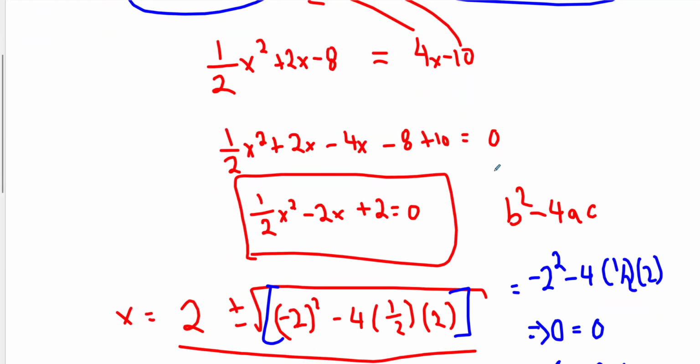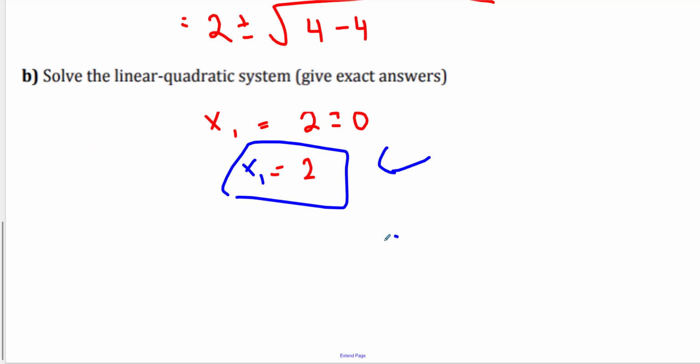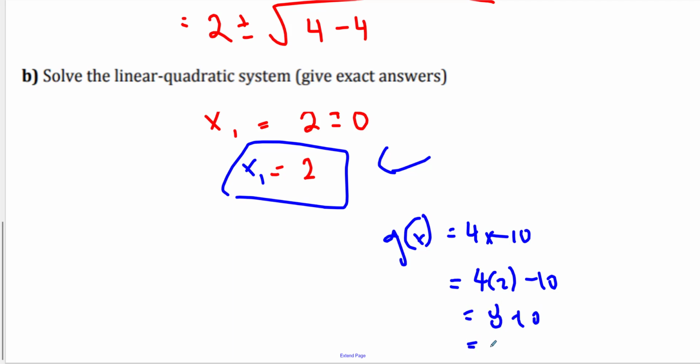So 4x minus 10. What I'm going to do is plug 2 into 4x minus 10. That's going to be 4 times 2 minus 10. That's going to be 8 minus 10. So my y value is going to be negative 2. So my point of intersection is going to be (2, negative 2), and that's how you solve these types of questions.